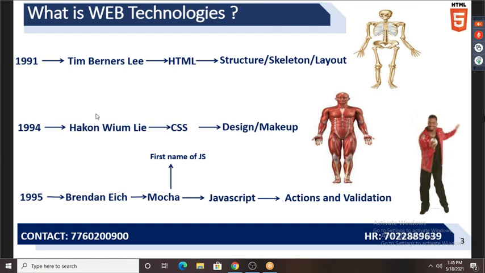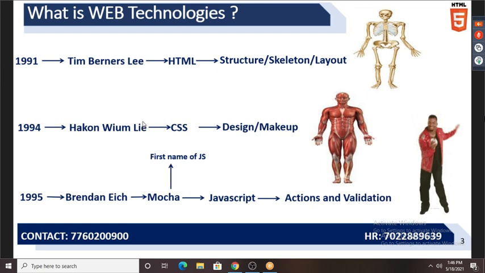Okay, one question, guys. The question is from Prashant. Sir, to create a good website, do we need all three of the technologies, or is only JS enough? Only with the help of JS, you cannot develop a website.